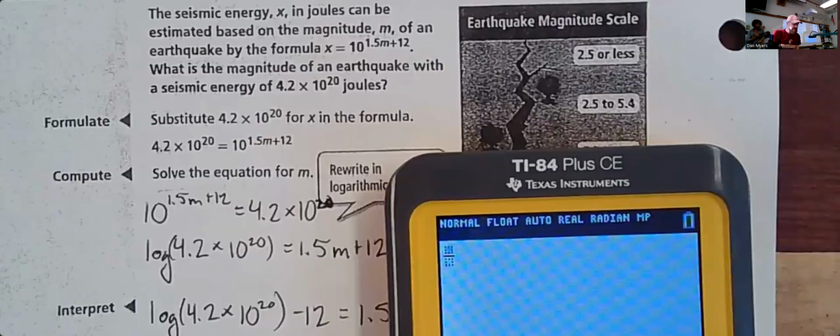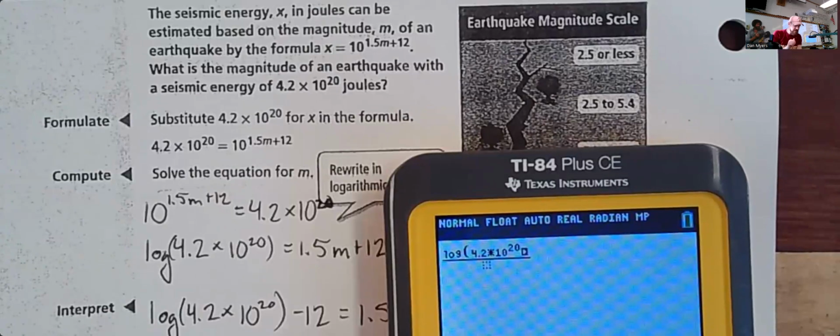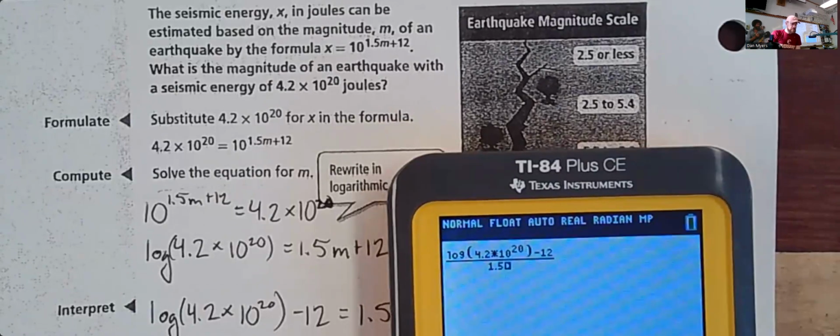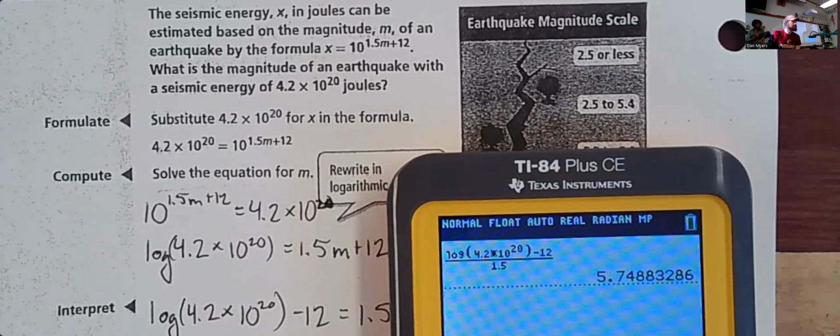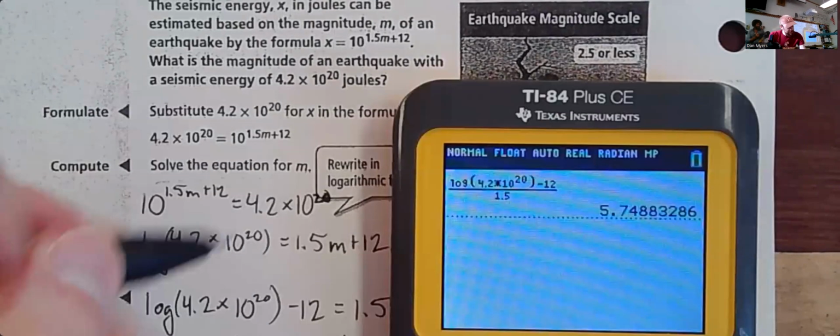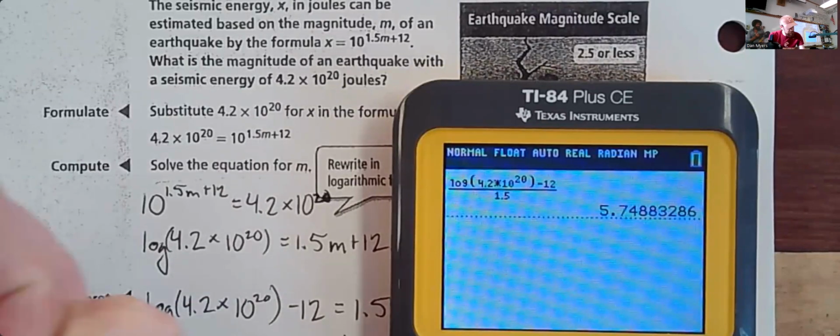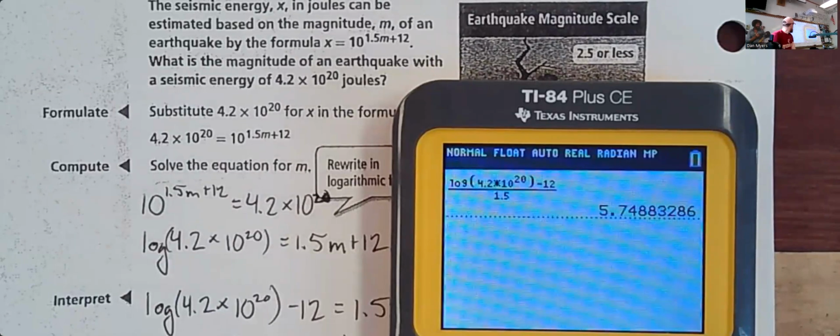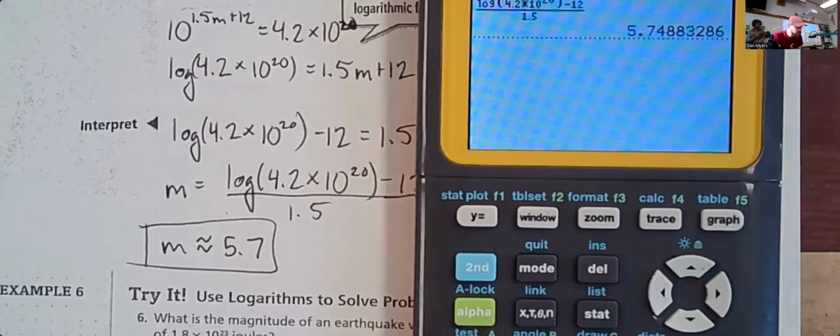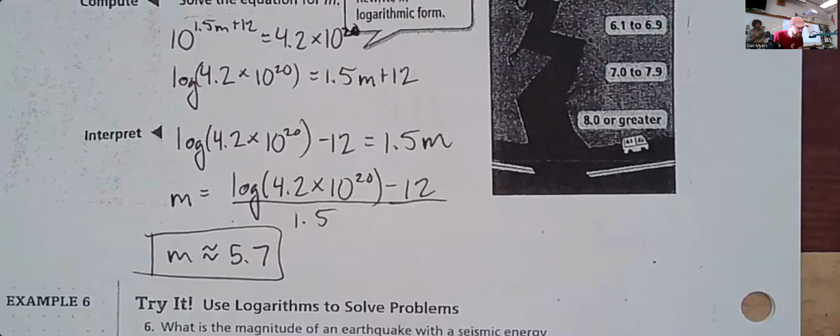So here's our fraction. Log 4.2 times 10 to the power of 20. Close the parentheses, subtract 12, divide by 1.5. That's about a 5.7 magnitude earthquake. So M is approximately 5.7. There we go. 5.7 magnitude. Boom, yeah, cool.